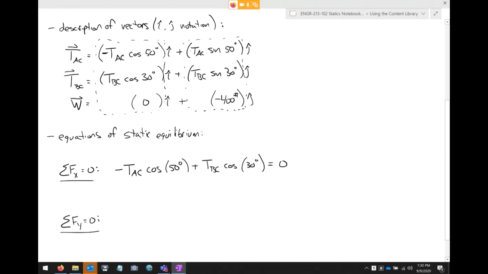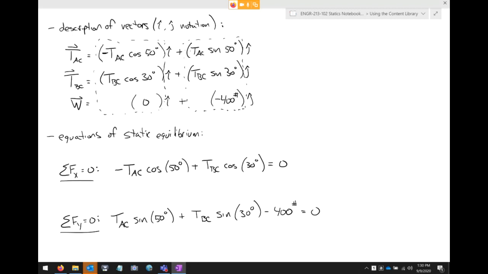I just add up all of those. So TAC sine 50 degrees plus TBC sine 30 degrees minus 400 pounds equals 0. That's simple. And that's basically all we have.